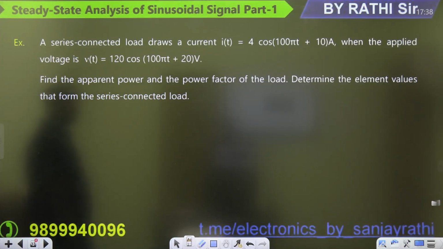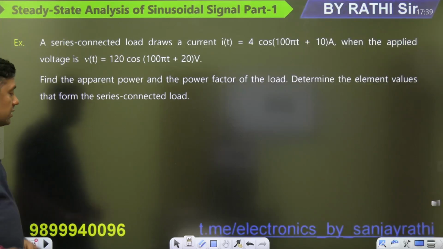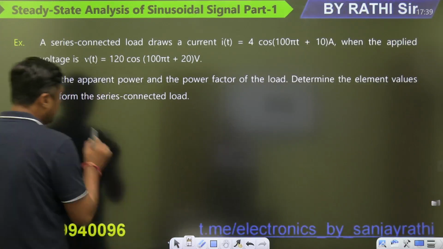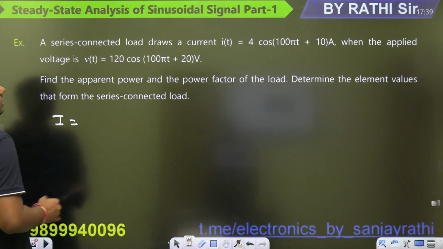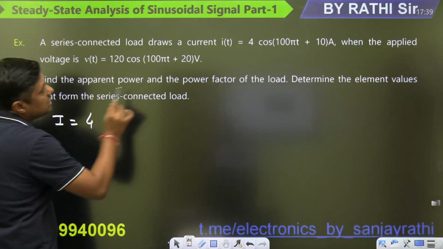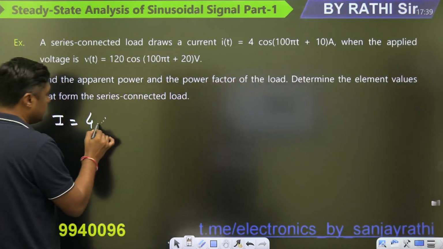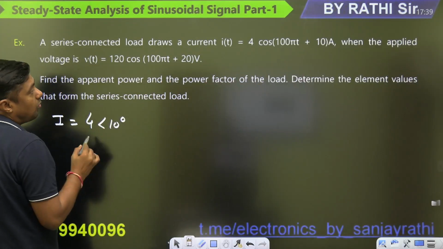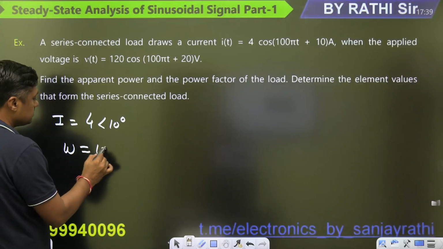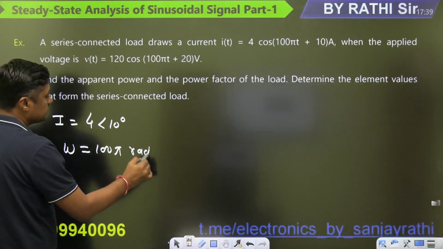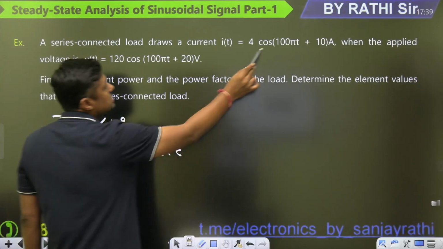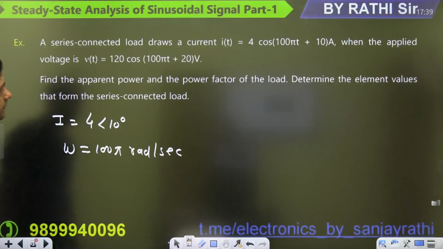So a series connected load draws a current 4 cos of 100 pi t when the applied voltage is 120 cos of 100 pi t plus 20 degrees volt. Can you write it in phasor terms? I: 4, it is the peak value, and what is the angle? 10. So you can write 4 angle 10. What is the omega here? 100 pi radian per second. Omega is 100 pi radian per second.